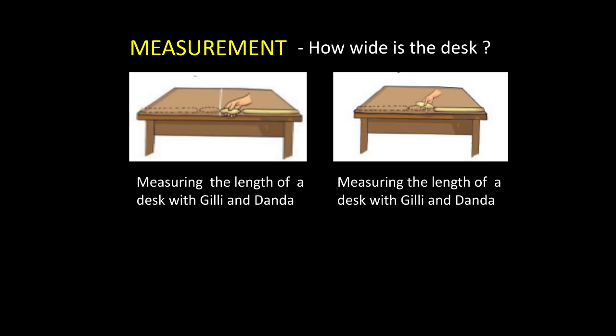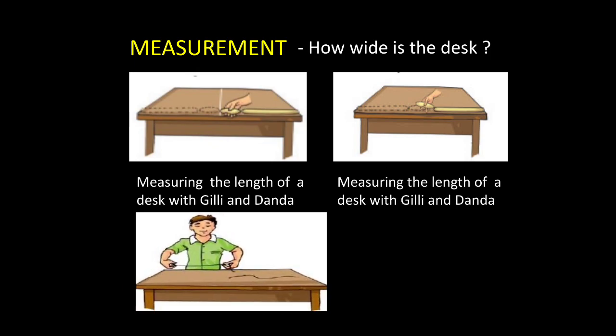Now what? Wait. Let us see another situation. Here, the same desk has been measured by a third boy with the help of a string. And he answered, it's 3 strings, ma'am. So what is the length of the desk? Confusing, isn't it? Because the unit they had taken for measuring was a non-standard unit, meaning the units are not constant.